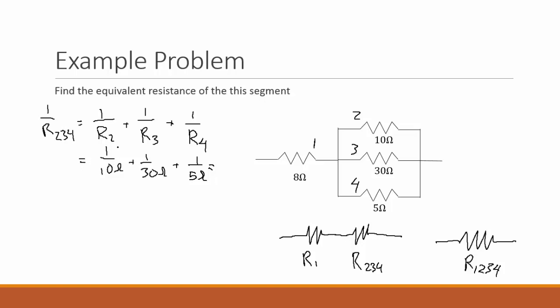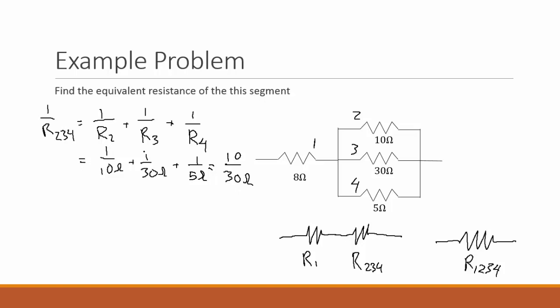In other words, I can do this a couple ways. I can plug this into my calculator, or I can find the least common denominator, then multiply appropriately and add them all up. I'll do that one in my head here. So the least common multiple is going to be 30 in this case. So this is 3 thirtieths, 1 thirtieth, and 6 thirtieths. 3 plus 1 plus 6 is going to be 10. So I have 10 thirtieths, 10 over 30 ohms.